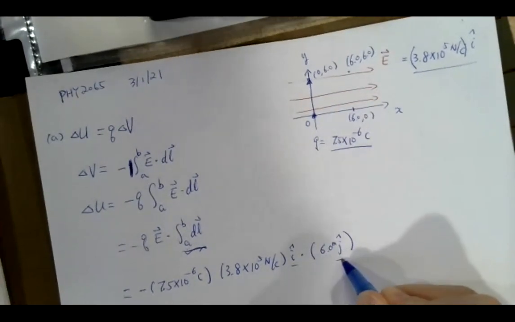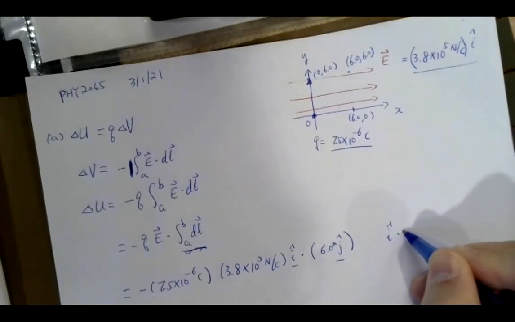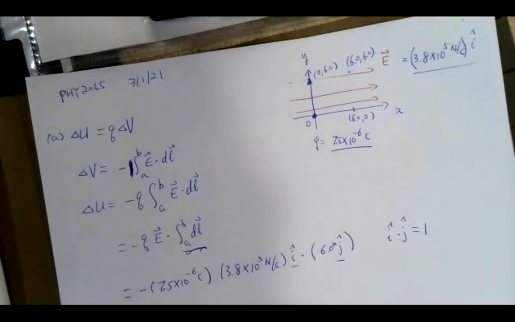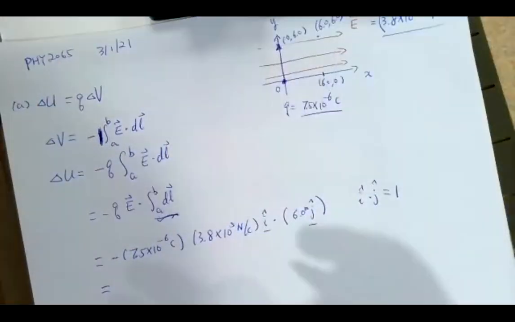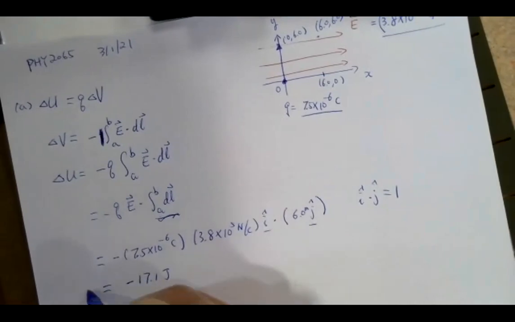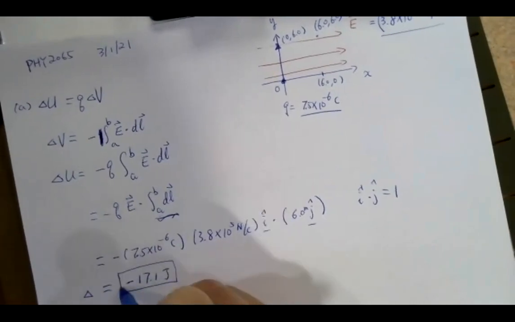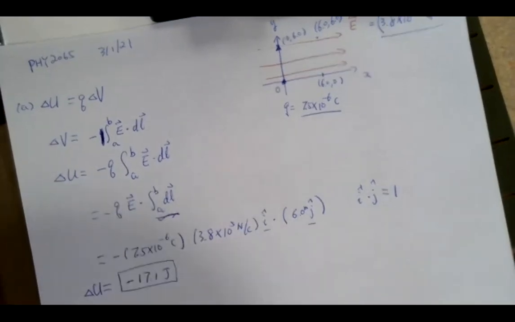So i dot j will give you 1. Okay, i dot j gives you 1. So that cancels out. So you basically do the number multiplications, those three numbers. This will give you negative 17.1 joules. Okay, that's your delta U, the change in electric potential energy.